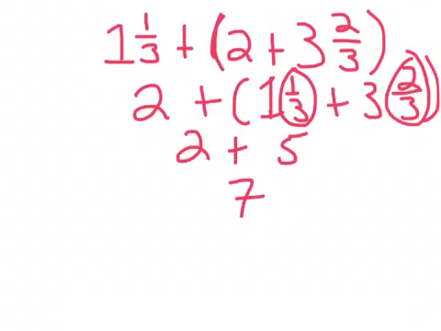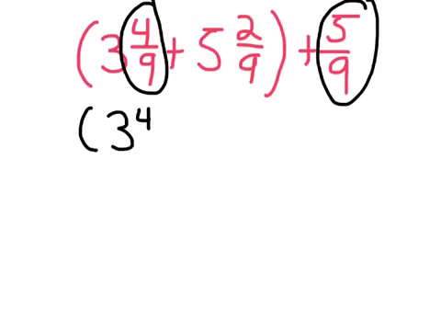Okay, here I have 3 4/9 plus 5 2/9 plus 5/9. But when I look at these, and this, by the way, is when you really want to take your time and really look at a problem, because I'm looking at 4/9 and 5/9, if I add those two together, it's going to give me one whole, isn't it? So I'm going to go ahead and rewrite my addition equation so that I can do that.